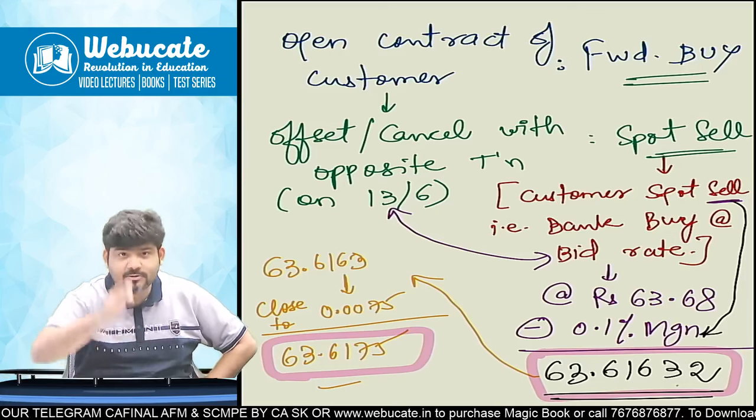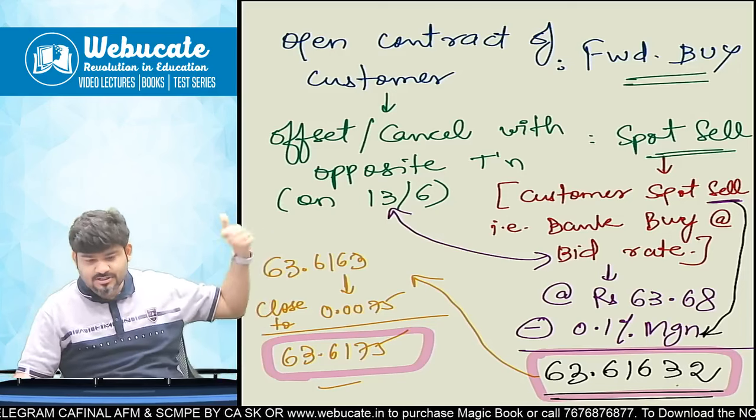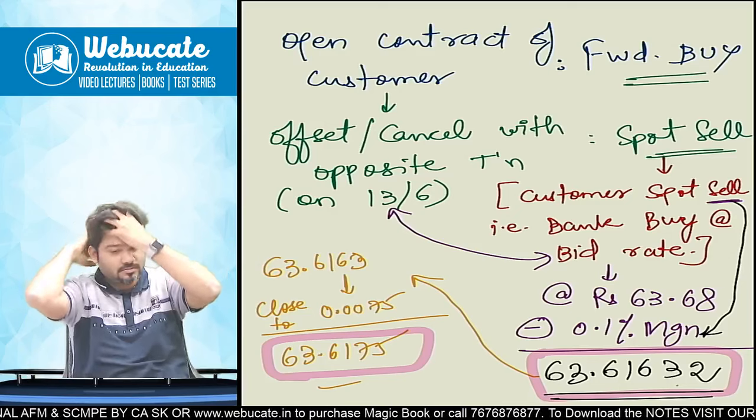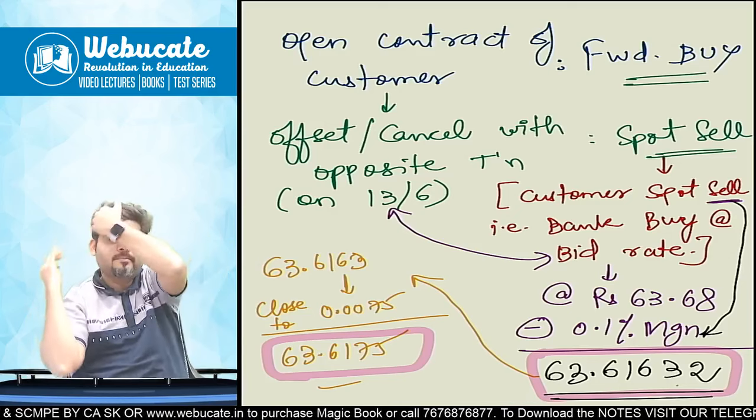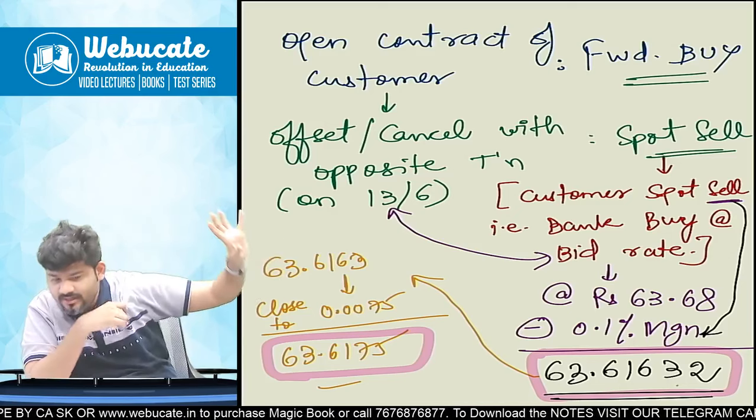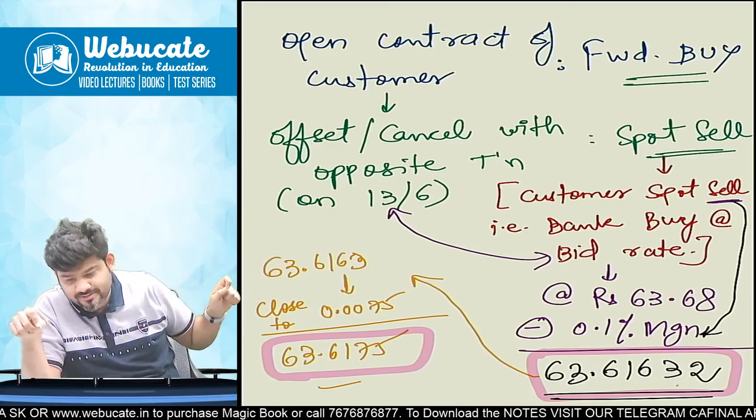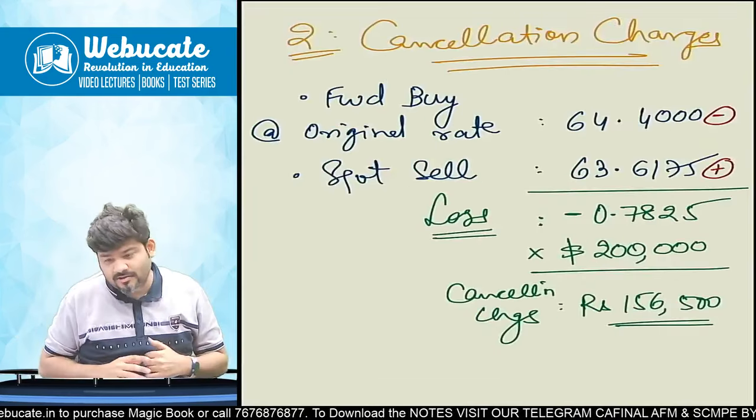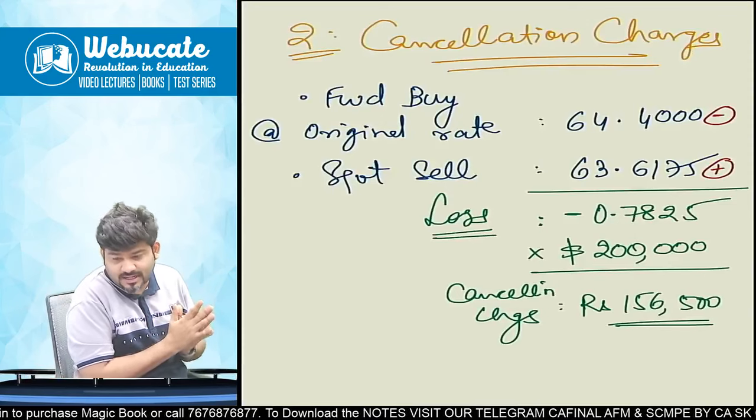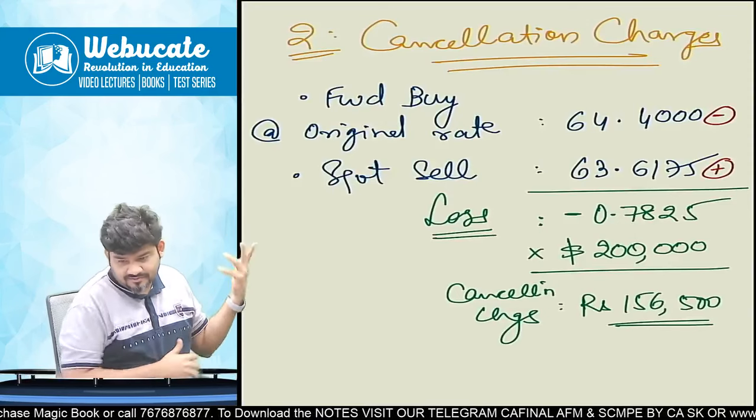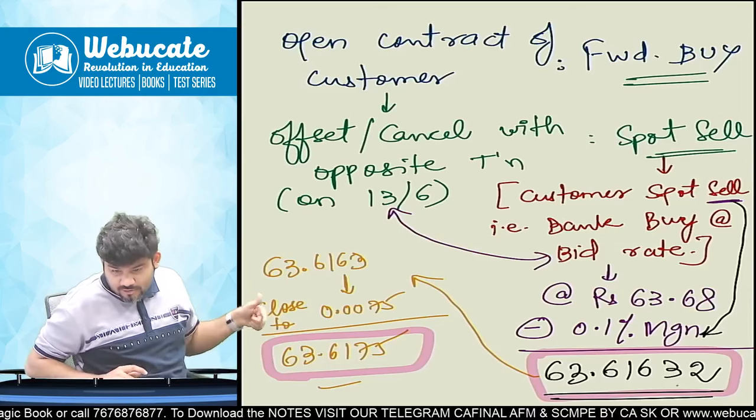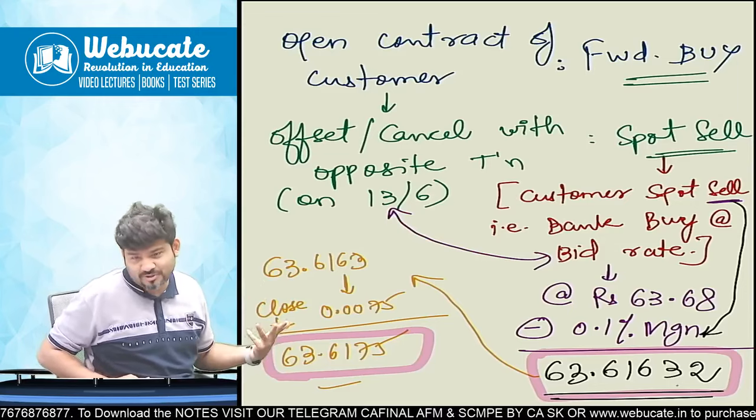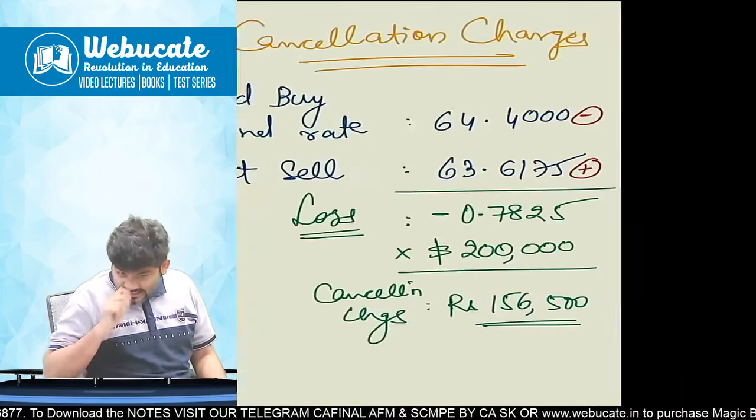Guys, I'm asking you, are you clear with this? I'll go step by step. Rushank, please confirm, are you clear? Right? So, spot sell is your cancellation rate. Okay. Then, forward buy, cancellation rate. Think from the angle of the customer. What are his cancellation charges basically? We have the rates. Remember to round off the rates close to 0.0025. Next, cancellation charges is done.